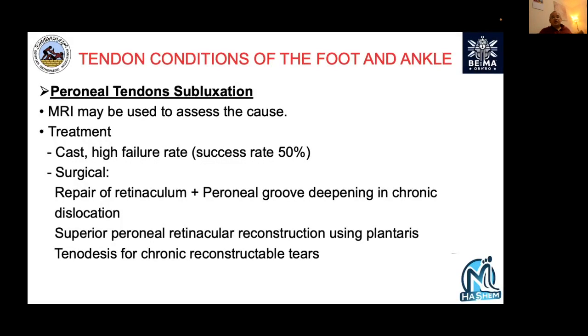With the subluxation, the patient will come to you complaining of instability, clicking, feeling of weak eversion, and the diagnosis is with MRI scan. Sometimes it's very difficult to diagnose, especially if the subluxation or dislocation happens inside the sheath, and the only option is to diagnose this with ultrasound.